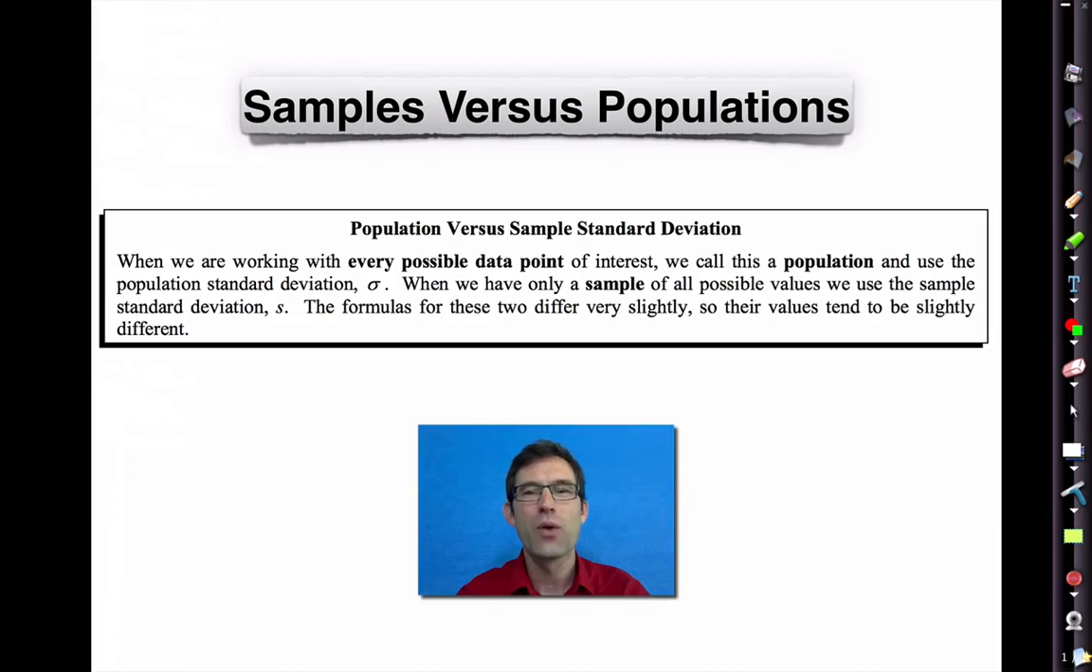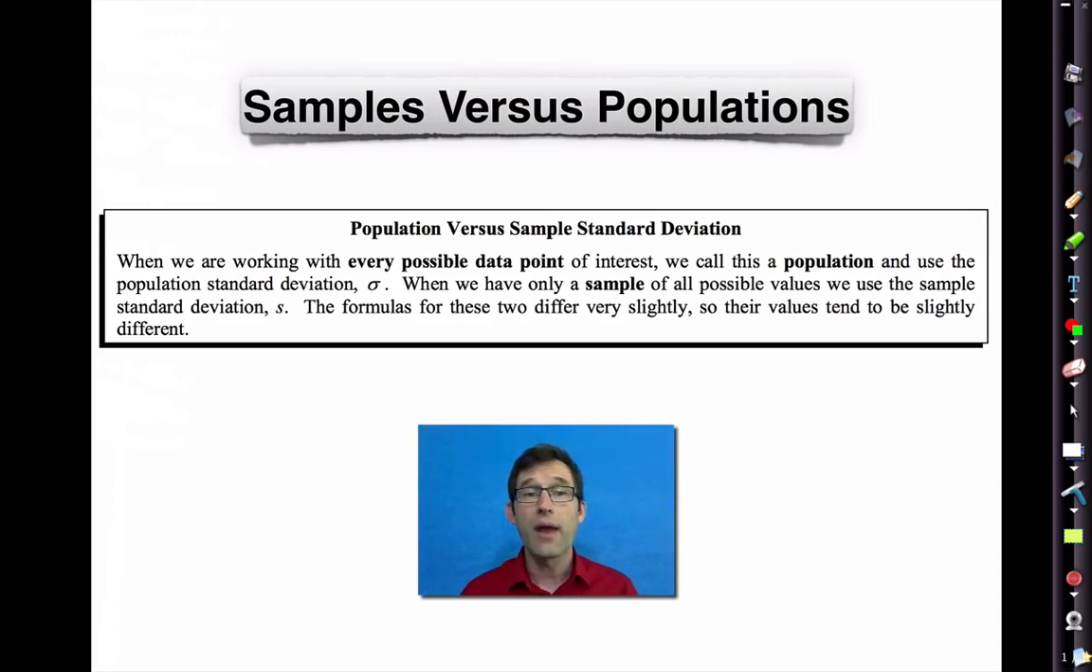So again, we've talked about this a bit. When we can work with every possible data point of interest, and I must say that is rare, it is really rare when we have a population, but sometimes we do. If I was giving a test at Arlington High School where I work, and I gave the test to all 600 freshmen, all of them, then I would have that population, the population of people who took that test. And then I would use the population standard deviation to get a sense for the variation.